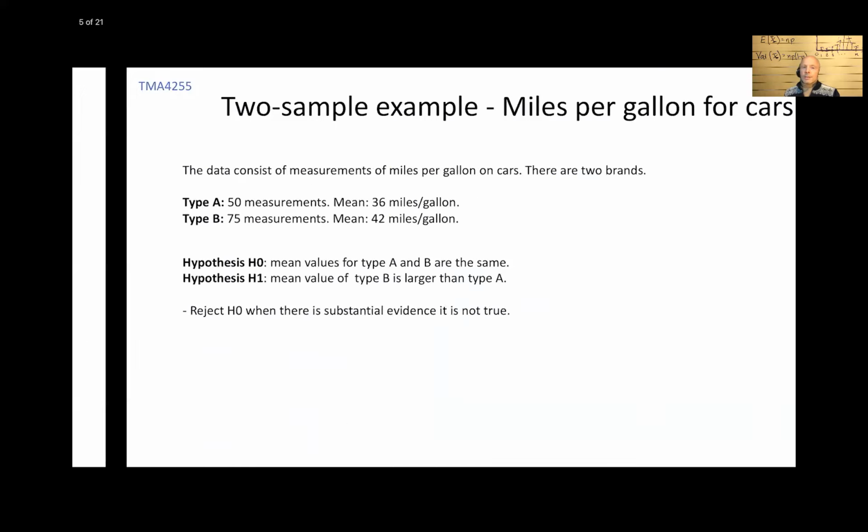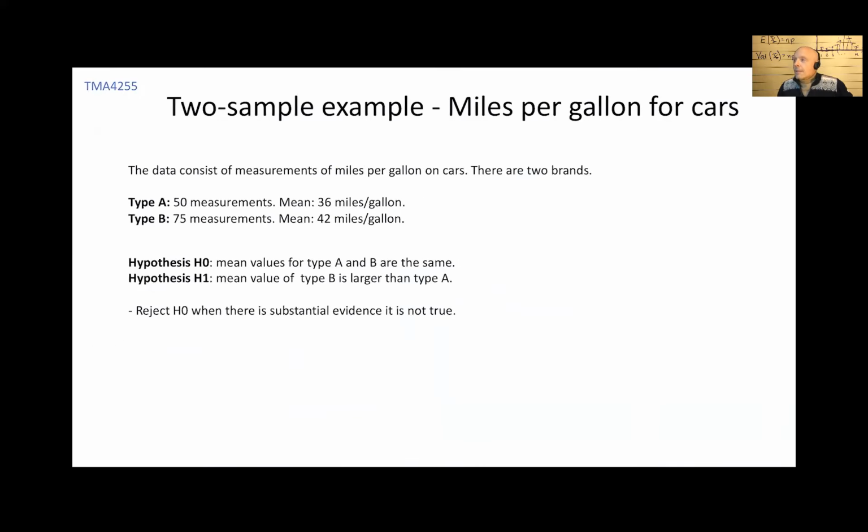Okay, let's start with an example to motivate this. This is miles per gallon measured for two brands of cars. For the first brand, we have 50 measurements, and we will assume that these are independent measurements. And we see that the average for this brand of car is 36 miles per gallon. For the second brand, there are slightly more measurements. You have 75 measurements, and the mean value here is 42 miles per gallon.